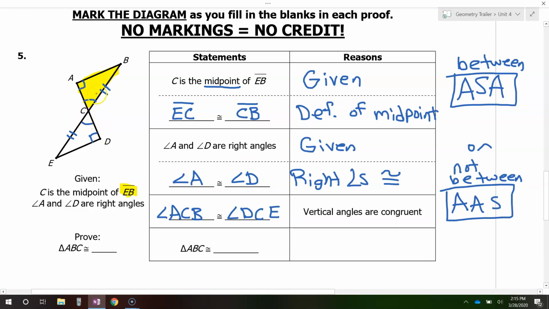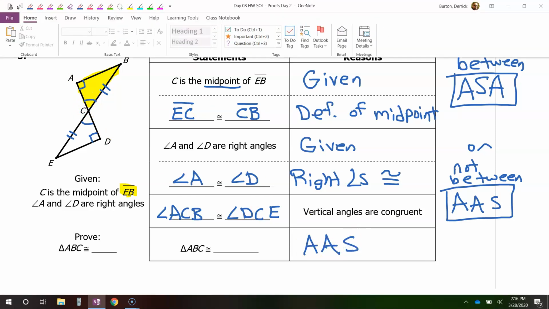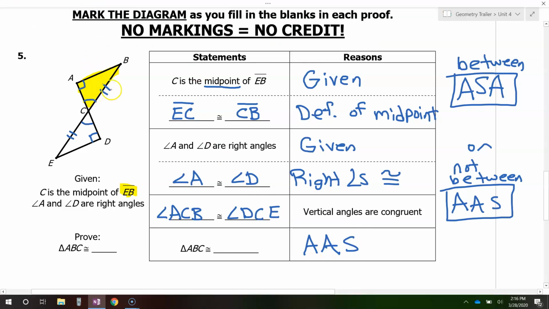Okay? This side is not between the two angles. So that's going to make this angle, side. All right? If you have any trouble seeing why this side is not between the two angles, go ahead and put a dot on the first angle, put a dot on the second angle. If you connect those dots, it shows you the side that is between those two angles. And notice that is not the side that's marked.